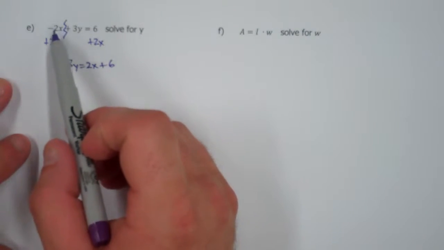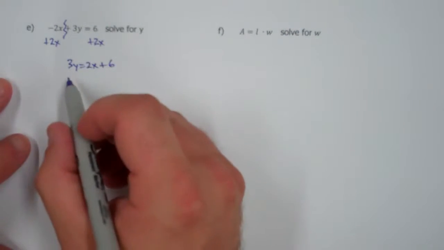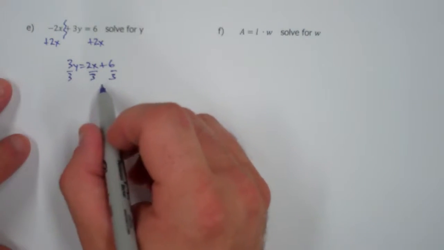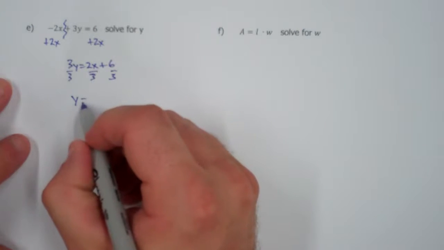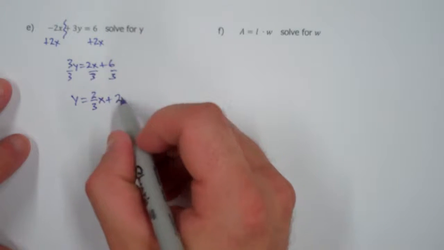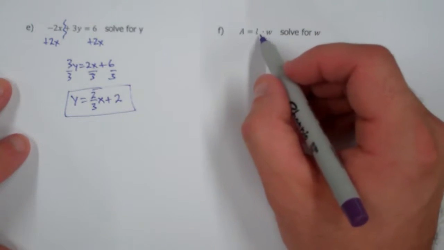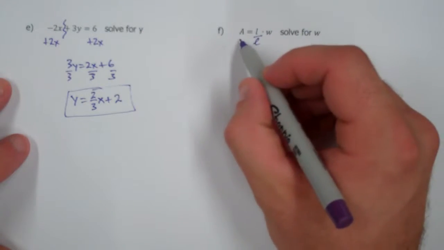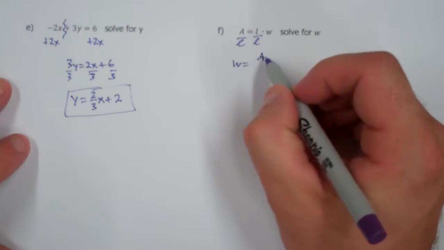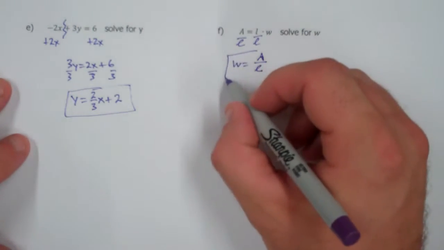Notice how we're taking care of any terms that are next to the term with the y in it, and then we'll deal with the coefficient. So we'll divide by 3, and you could write the horizontal fraction bar with 1/3, that's fine. We've got 2/3 x here, and then 6 divided by 3 is 2. The one on the right, we want to solve for w. We're multiplying it by L here, so we'll just divide by L. So w will be A over L. Simple as that.